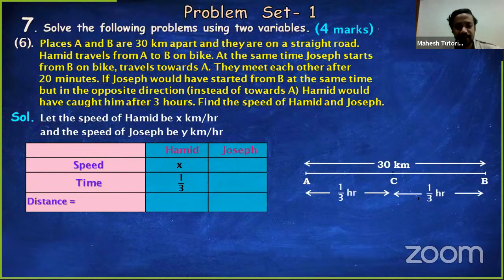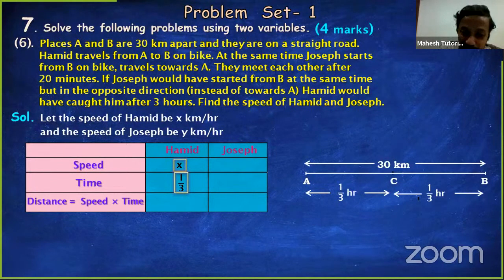Now we know that, students, distance is equal to speed into time. What again? Distance is equal to speed into time. Now students, can you all tell me Hamid's speed? x. Hamid's time? 1 upon 3. So speed into time, both of them are getting multiplied. So Hamid's distance would be 1 upon 3 into x. That is nothing but 1 upon 3 x kilometer.